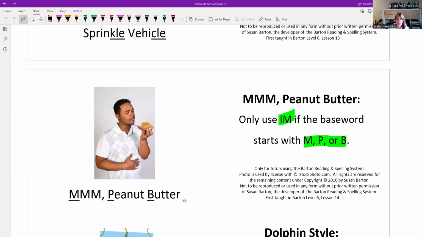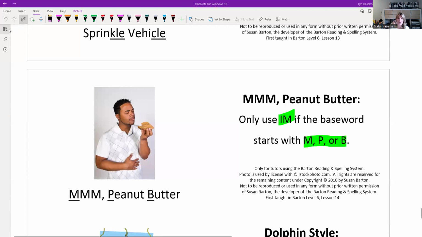Okay, so your student learned a new spelling rule today called peanut butter, and it reminds us that IM is a prefix, but we only use it if the base word starts with M, P, or B. So like immobilized, improbable, imbibe. It means the same thing as IN, which means not. So that is the new prefix.